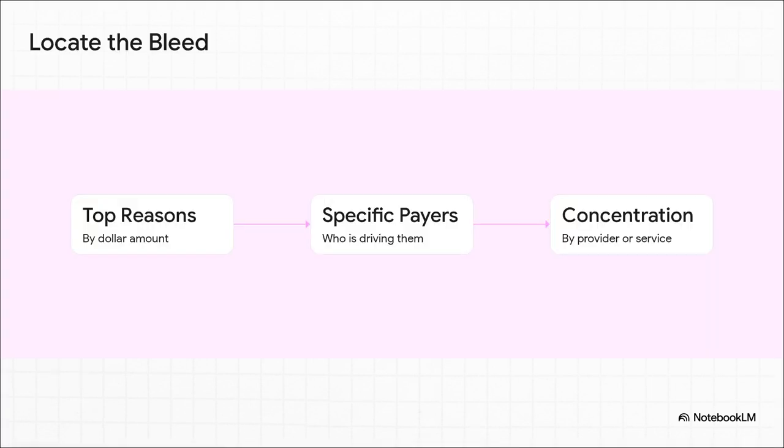First, locate the heaviest bleed. Ask your billing team, what are our top denial reasons by dollar amount? Not just volume, because high-dollar denials are what really hurt today. Second, which specific payers are driving them? This usually reveals changing payer rules or aggressive delay tactics. Third, are these denials concentrated by a specific provider, a location, or a procedure? Because concentration points a giant neon arrow directly at the root cause.